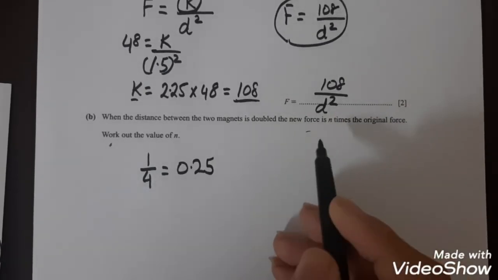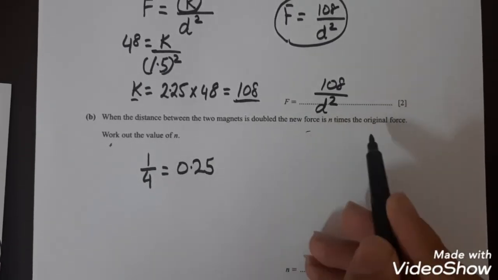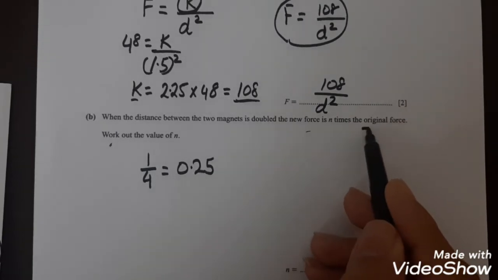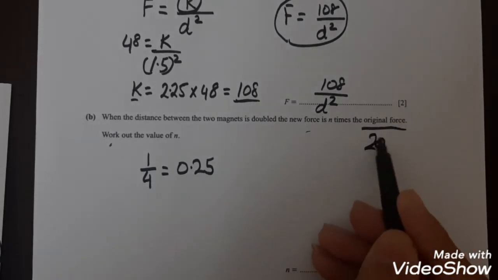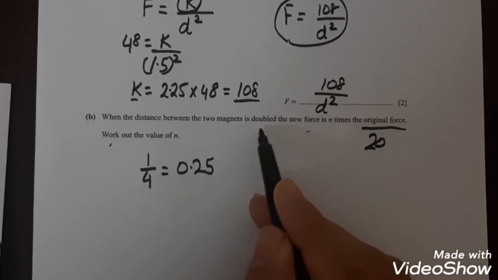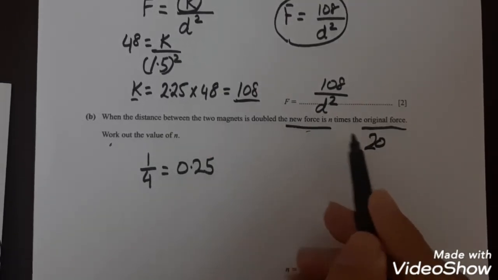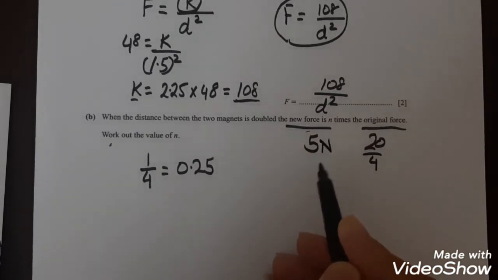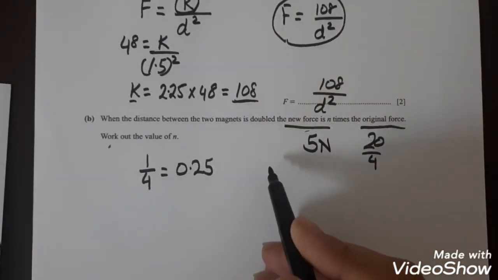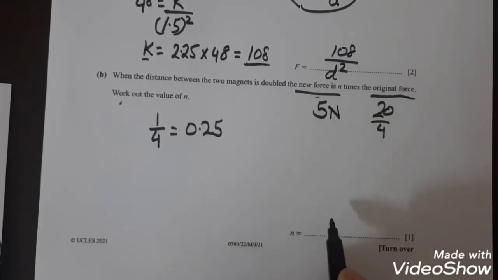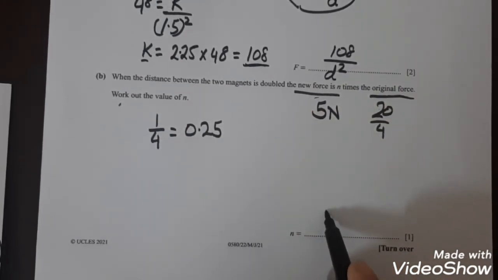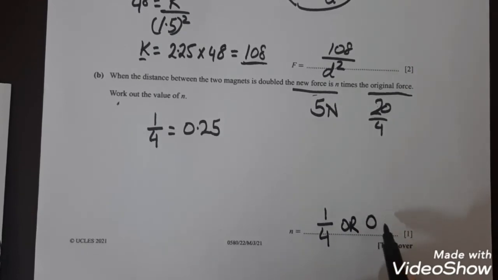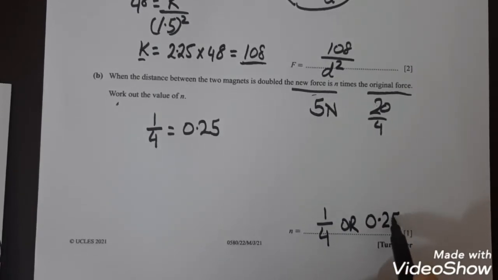So for example, if the original force is 20 newtons, and then when the distance is doubled between the two magnets, the new force will be 20 divided by 4, which will be 5 newtons. So the new force will be 5 newtons because the distance has increased. So we will write the value of n as 1 divided by 4 or as 0.25.